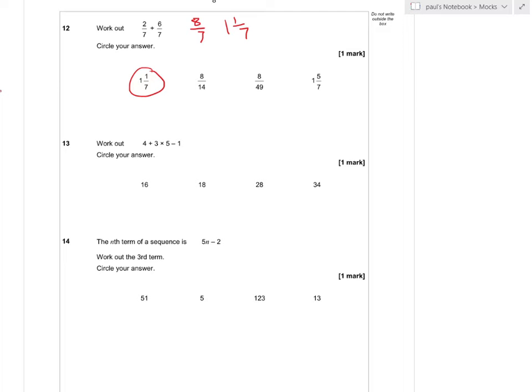So they've got a BIDMAS thing going on here. BIDMAS. So what do we do first? We've got, I think that's add, times, minus, times, multiply. So then we have 4 plus 3 5s are 15, minus 1. 19 minus 1 is 18. 18. And the nth term of the sequence is 5n minus 2. The third term is going to be 5 times 3 minus 2, which is 13.